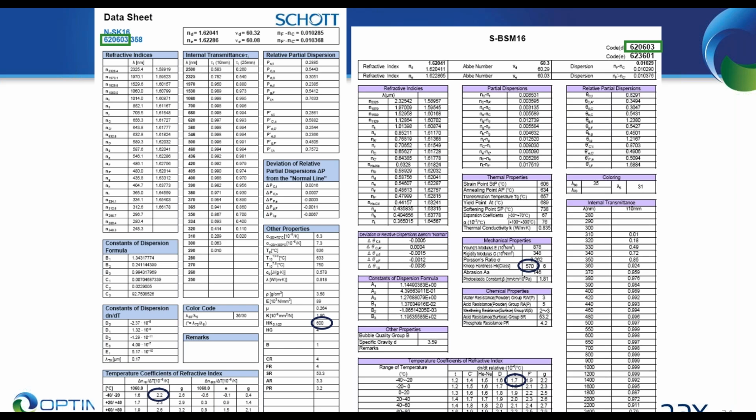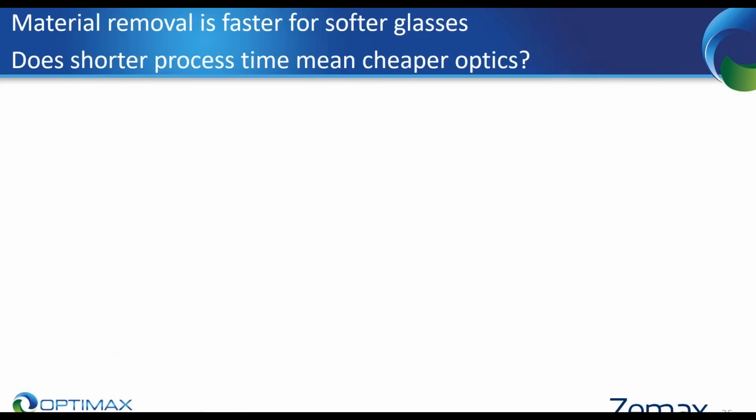There's also on here a difference between different hardness values. I didn't talk about it in a lot of detail in today's presentation, but hardness directly influences how fast a material will remove during the grinding process. And so this is something that, from a fabricator's perspective, may influence how the optic is fabricated.